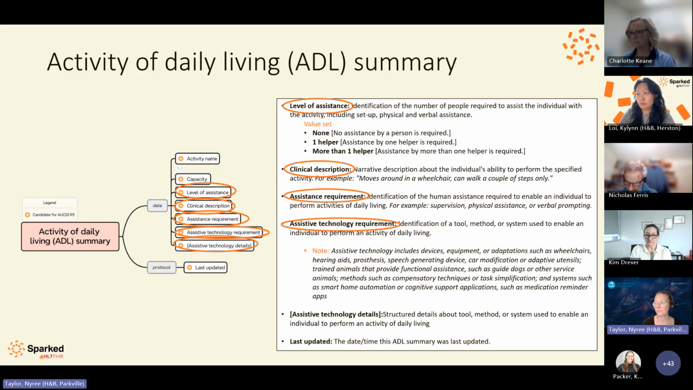And then we've got a slot for the assistive technology details where we're able to put in structured details about a tool, method or system used to enable an individual to perform an activity of daily living. And we've got a last updated, which is the date and time this ADL summary was last updated.